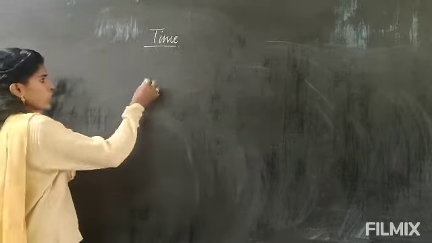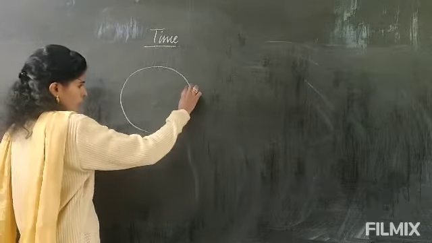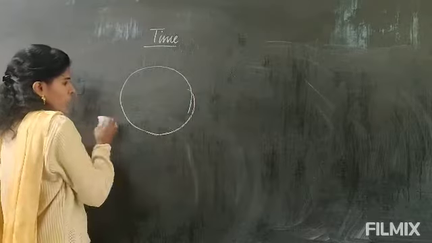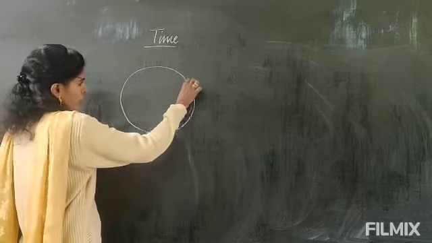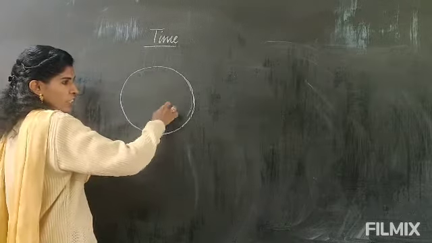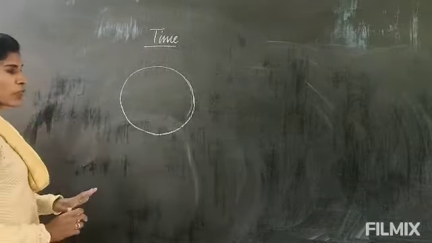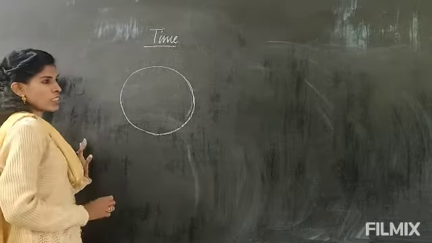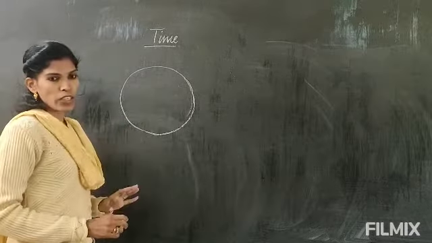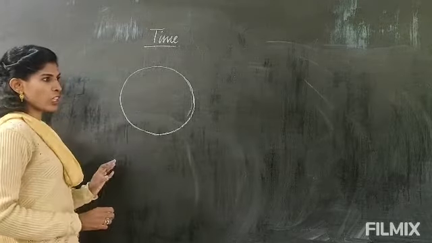So in the clock, the flat face. Now in the clock mostly it is circle shape, but you can take any shape. Now this flat face where the numbers are written, this is called the face of the clock. This clock is divided into 12 equal parts. It is divided into 12 equal parts.